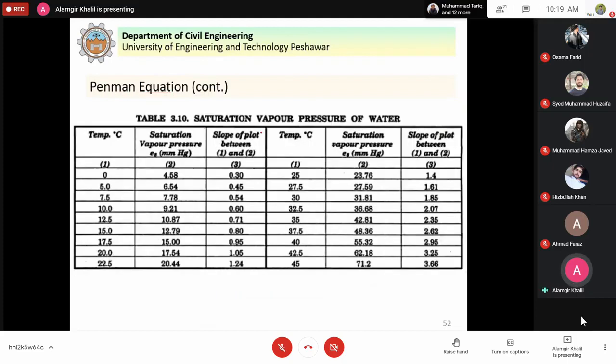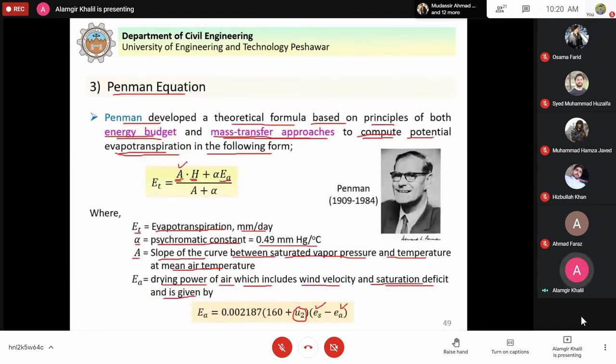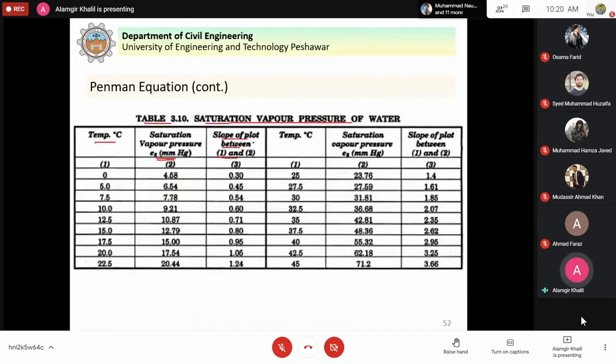These are the tables available from where we can pick the values. This is the table for saturation vapor pressure. This is table 3.10, and these tables are taken from the book Irrigation and Water Power Engineering by Punmia. So you can see here that in this table we have this temperature. For the given temperature, we can read the saturation vapor pressure and the slope of the plot between the temperature and the saturation vapor pressure. So this is actually this A here. You see in the equation we have this A, the slope of the curve between saturation vapor pressure and temperature. So from this table, this is actually A in the Penman equation.